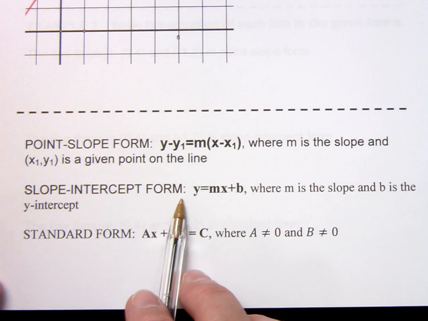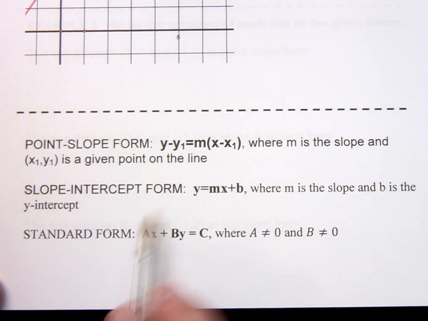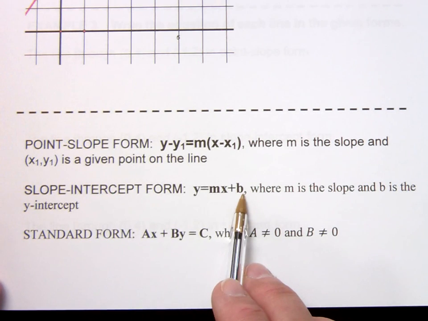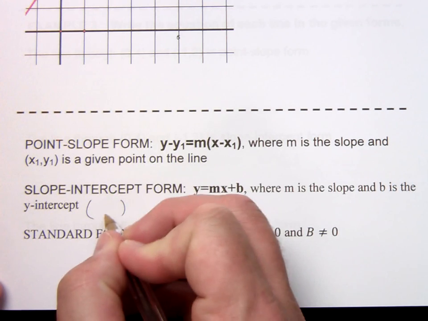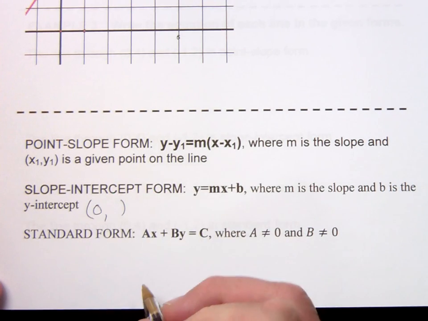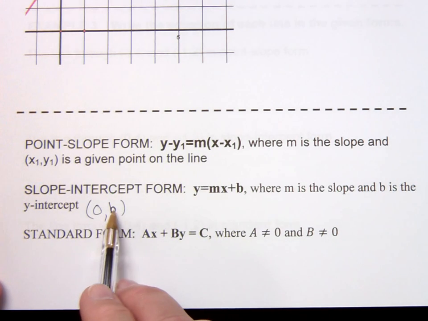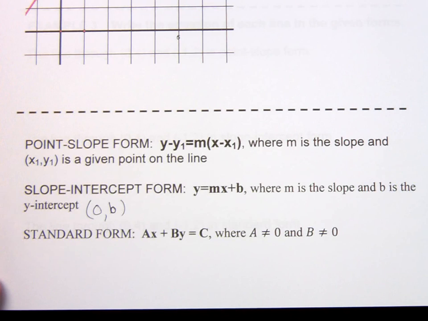Slope-intercept form is y equals mx plus b. And this has m, again, as the slope, just like it was here. And b is the y-intercept. Well, on a y-intercept, the x value is always 0. And then the y value is what we're really talking about there. Whatever the y value is at that y-intercept, that's what's going to be right here for b.